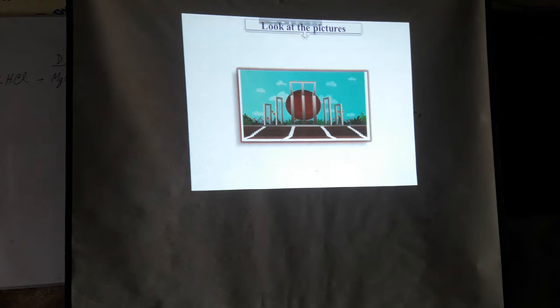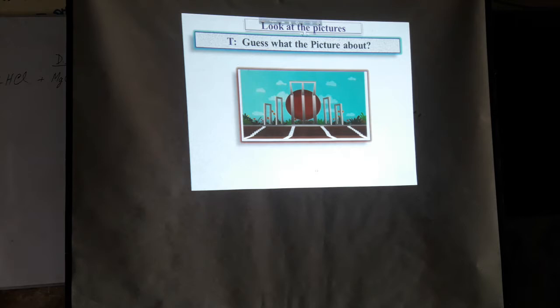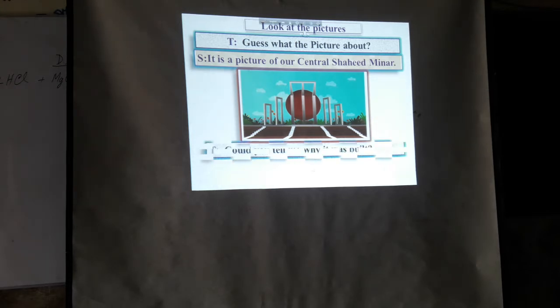Look at the pictures. What do you see? You know it very well, because nowadays almost every institution has such a monument. It is also a symbol of our International Mother Language Day. So guess what the picture is about. Of course, the picture is related to our Shahid Dibas. It is called International Mother Language Day. It is the picture of our Central Shahid Minar.